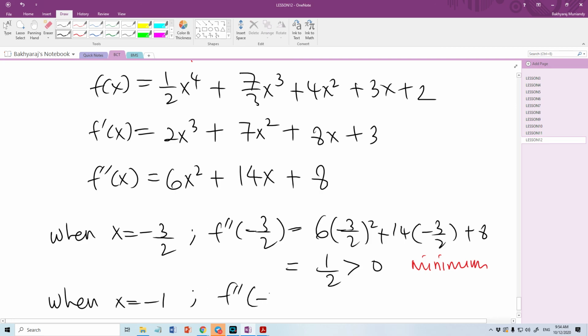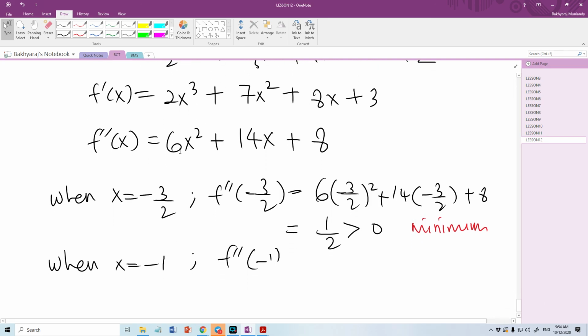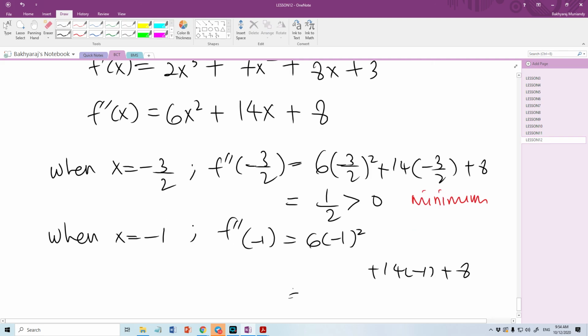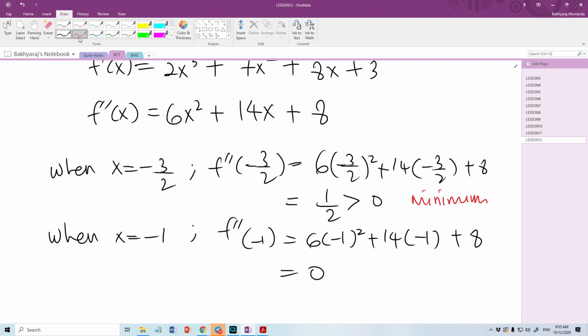Okay, then we go for the second part, which is when x equal negative 1. So f double prime negative 1. Yeah, we get 0, correct. So when you put negative 1, you get 0. So 6 negative 1 square plus 14 negative 1 plus 8. So you get 0. 0 means what? Yes. Yeah, betul. Inflection lah. Ini adalah point of inflection. Okay, so itu ialah point of inflection. So ini akan dapat 0. So ini ialah inflection lah.